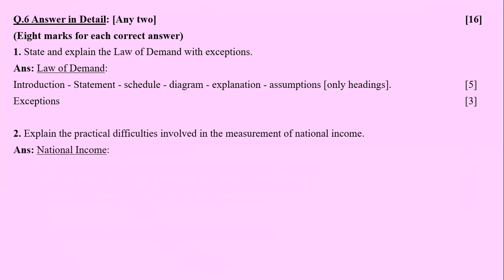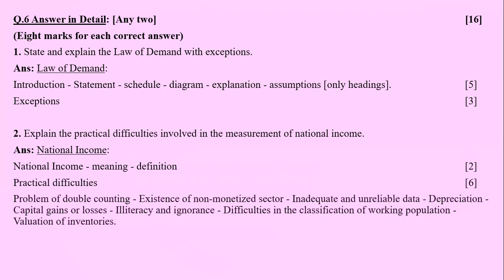Okay. Now see the points of answer here. Answer: national income. You have to mention the meaning or definition. Then practical difficulties, see the headings. Problem of double counting, existence of non-monetized sector, inadequate and unreliable data, depreciation, capital gains or losses, illiteracy and ignorance, difficulties in the classification of working population and valuation of inventories.